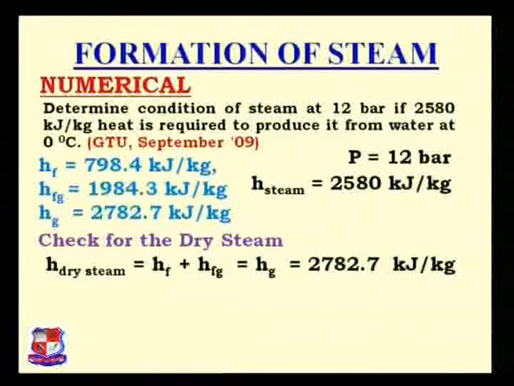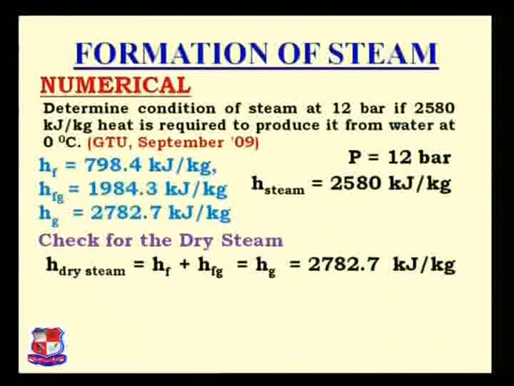So, now we will perform the check for the dry steam. Enthalpy of dry steam is equal to hf plus hfg, that is equal to hg. Taking the value from the steam table, hg, or hf plus hfg, is equal to 2782.7. It means if we heat the water at 0 degree centigrade temperature and supply this much amount of heat, that is 2782.7, then the steam will be the dry steam, that is fixed.